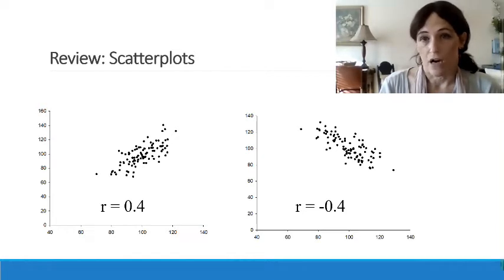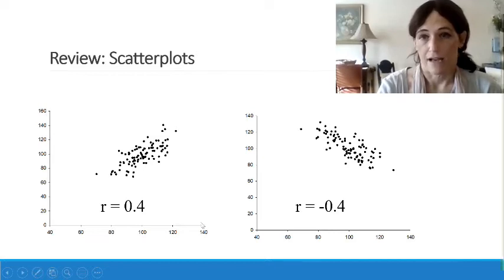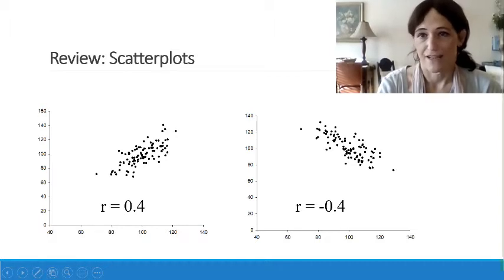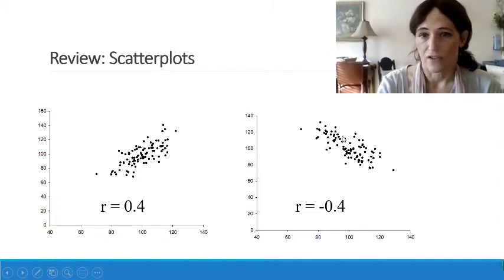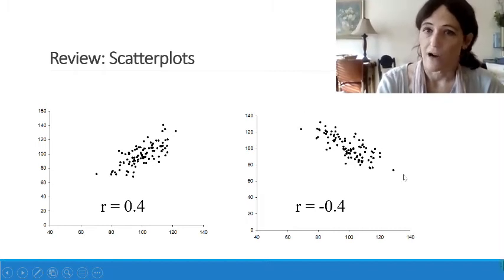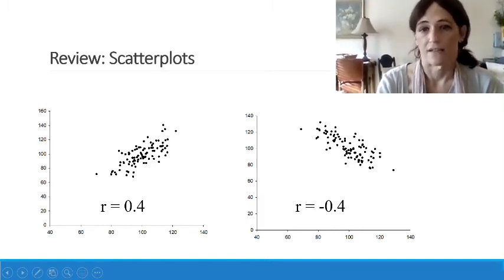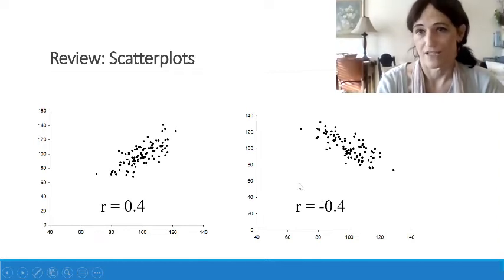So for a value of R equals 0.4, notice that as values are going up on the x-axis, they're also going up on the y-axis. Take a moment to look at it if it's not instantly clear. But as we go up on X, as we move in this direction, values are also going up on Y. That's why we have a positive correlation coefficient. Likewise, over here, as values are going up on X, as we go to the right, they're actually coming down on the y-axis. So they're getting lower on the y-axis. That's why we then have a negative correlation coefficient.